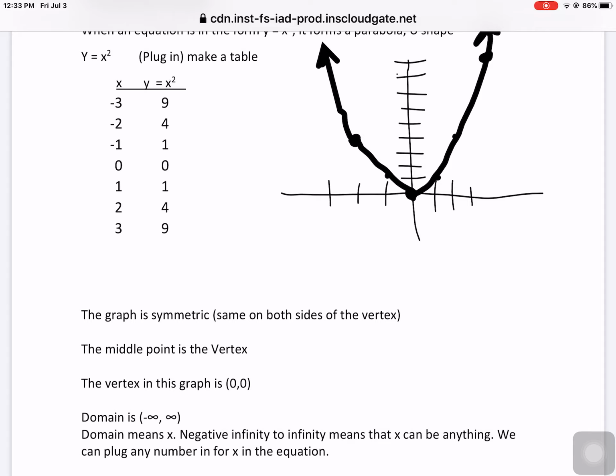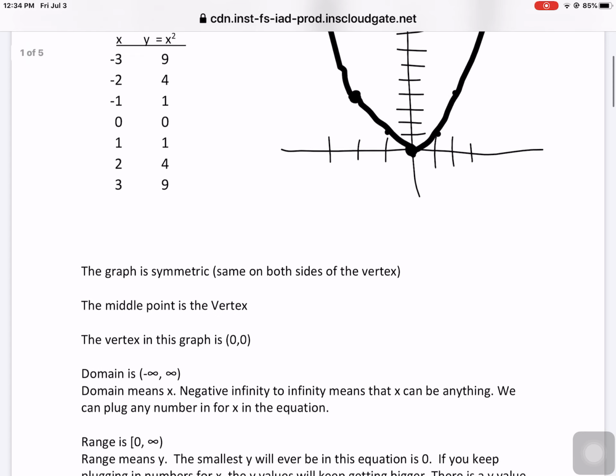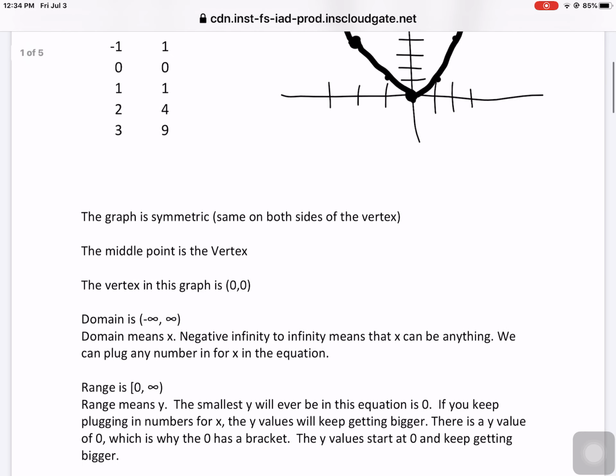Let's look at the equation y equals x squared. What can you plug in there? Anything. You could do negative 100 times negative 100. Okay, so the domain is negative infinity to infinity, meaning the x values could be anything. Okay, now what about the range? The range is bracket 0, comma, infinity.